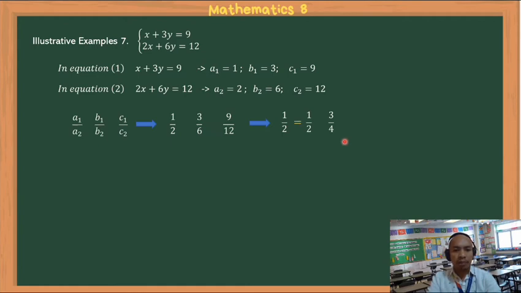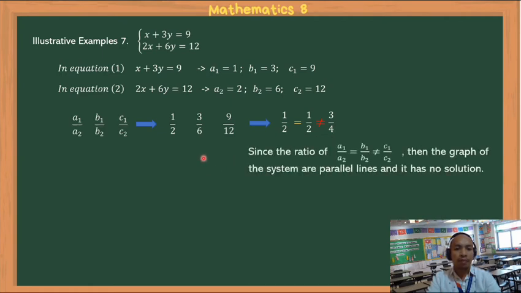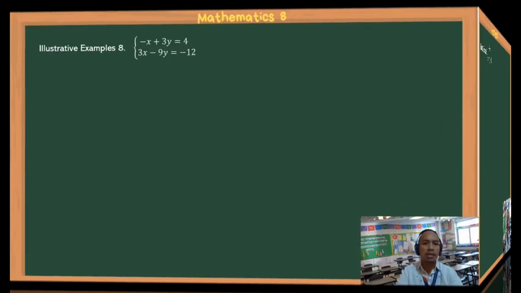So as we can see, a sub 1 over a sub 2 is equal to b sub 1 over b sub 2, but not equal to c sub 1 over c sub 2. So that will fall under the second case. In that case, we can say that the graphs of the system are parallel lines and this system has no solution.